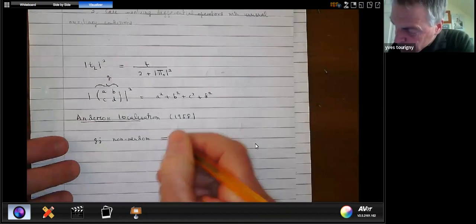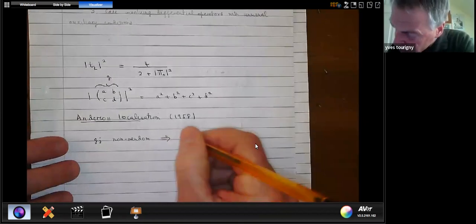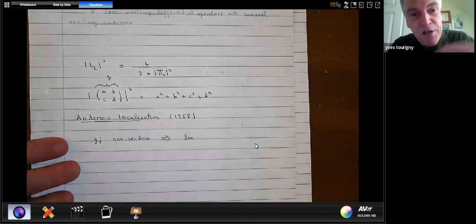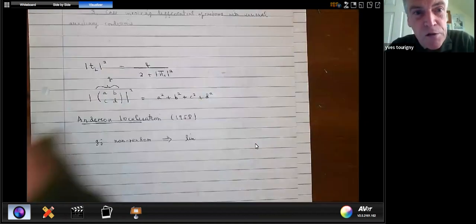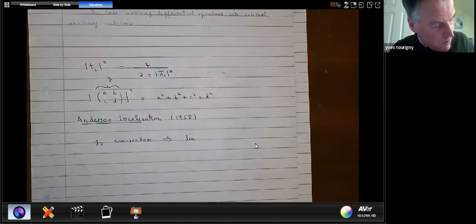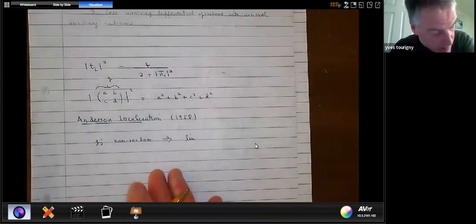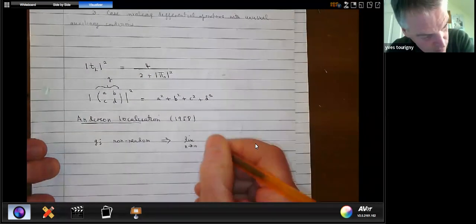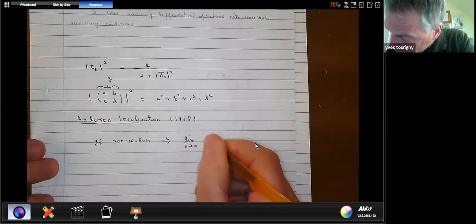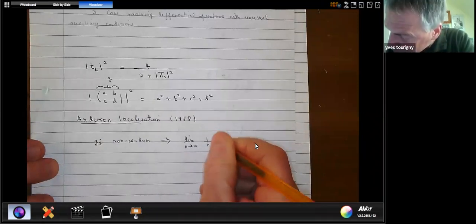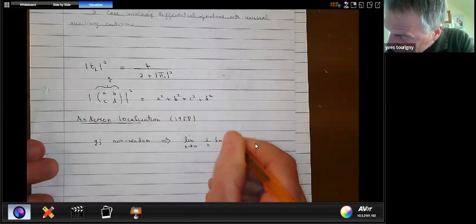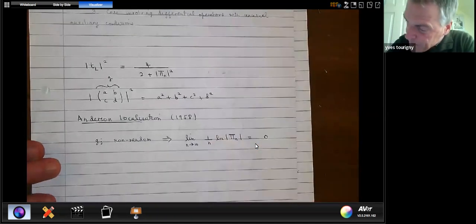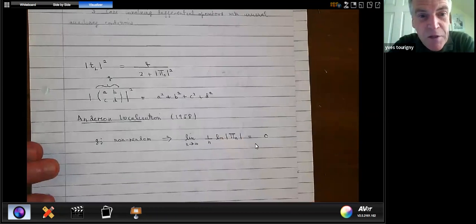we can measure the decay, rather. Typically, as the sample grows, as L increases, the transmission will decrease. But in the non-random case, the behavior of the transmission coefficient will be a non-exponential decrease. So we express that by saying that this limit is 0.